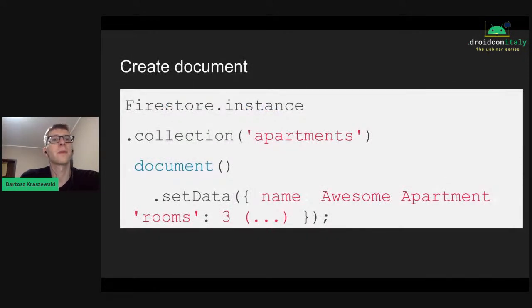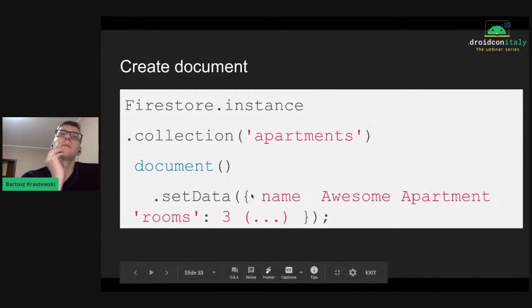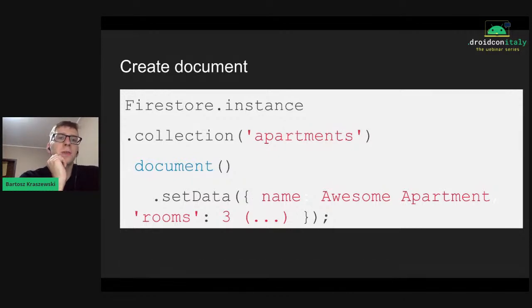All right, and inside our repository, let's take a look at the code needed to create our document. We'll need to get our Firestore instance and get the collection named apartments. Then we can call .document, and we can start our call by using setData, where we need to pass a map of data. That means every model that we create will need to have fromJson and toJson methods, because that's how Firebase serialization actually works. To Firebase, your data is basically just JSON.